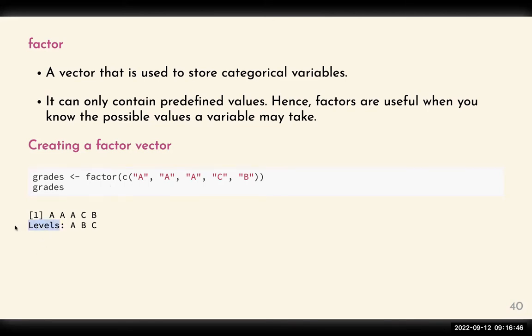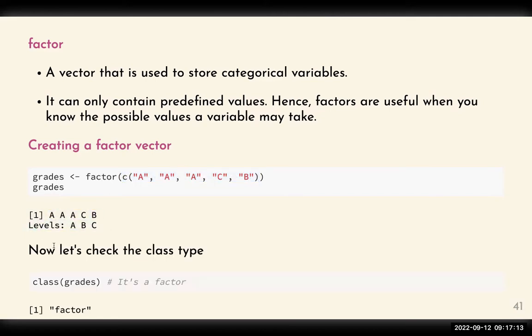To create a factor variable, we use factor function. The first argument is the input vector that you want to turn into a factor. Here, I want to turn this vector into a factor. Factors display the output like this. You can use the class function to check the class type of the variable. In this case, our variable grades is a factor.